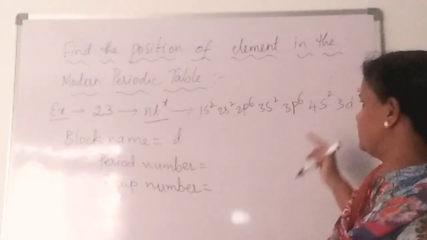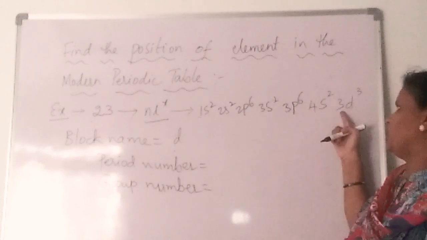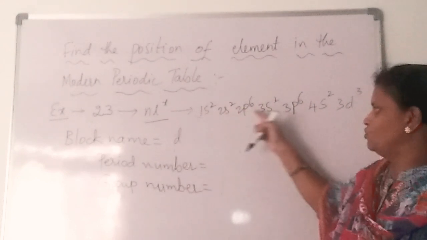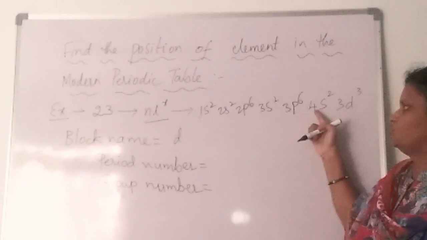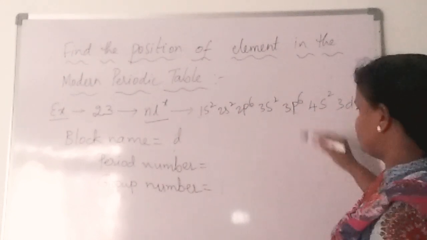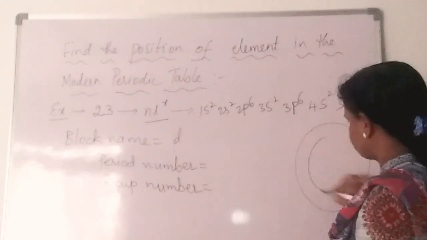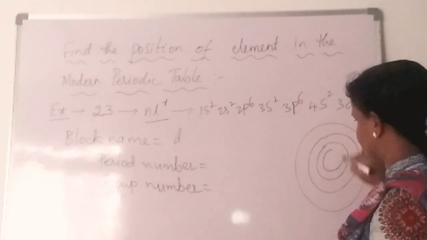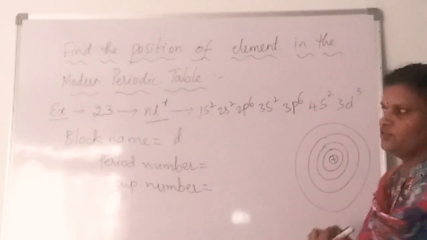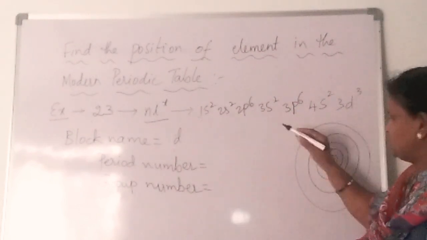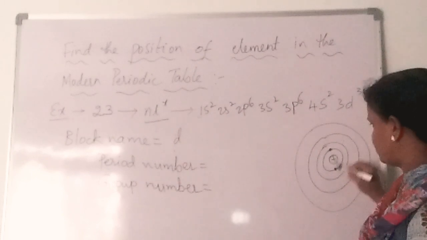Then what is the period number here? Totally how many shells do we have? Don't look at the last one, just look at the largest number. What is there? 1, 2, 2, 3, 3, 4, 3. So the maximum number is 4. So whenever we are writing this particular atom, 4 shells are there, along with one nucleus. The nucleus contains 23 protons.